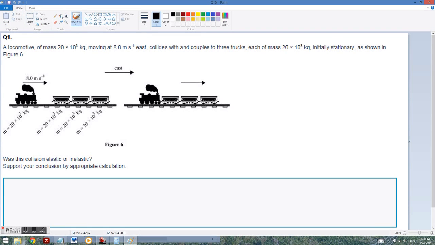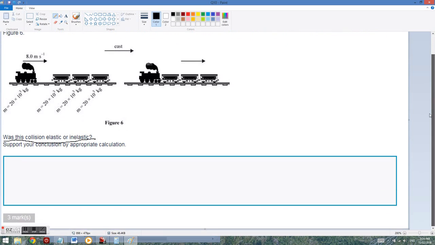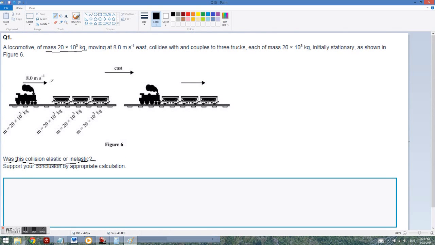Now let's do this question here. This is a past exam question. A locomotive with this mass, we have it on the diagram. Was this collision elastic or inelastic? In order to do this, we need to read the diagram. That's before. After they collide, the whole thing moves together. So we need to find out the velocity after first. What we do is use conservation of momentum.